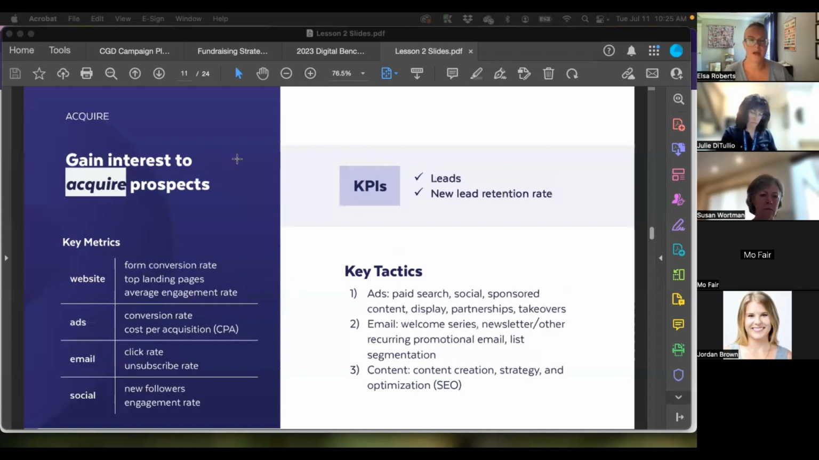For the acquisition stage, some of the key metrics to pay attention to for a website would be form conversion rate. That's how many people have come to a sign up page versus who actually signed up. You want to know what your top landing pages are. For ads, you're going to want to start paying attention to conversion rate and maybe cost per acquisition. Email, you're going to be focusing around click rate and unsubscribe rate. You'll note here that open rate is not a metric that's listed anymore.